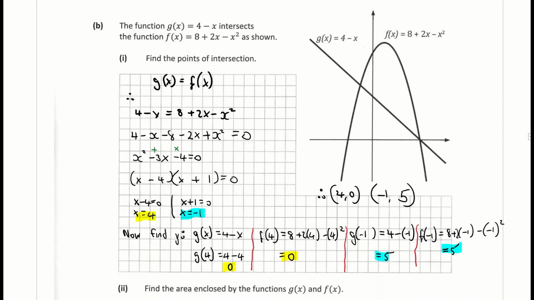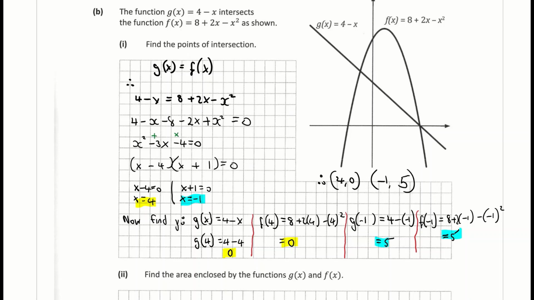So our final part to question 6, B part 2. Find the enclosed area between the functions g of x and f of x. So we're using this graph up here, and they want us to find this area in here, this area enclosed between the curve and the line.